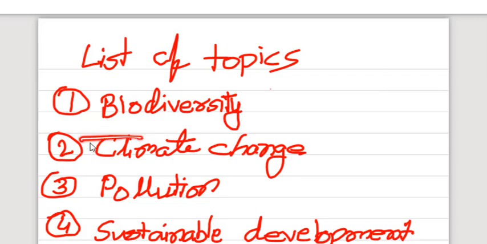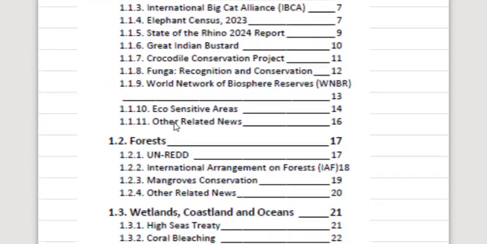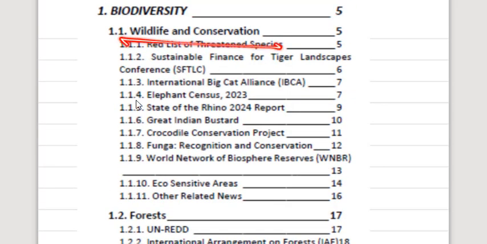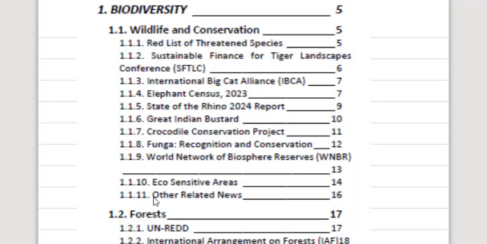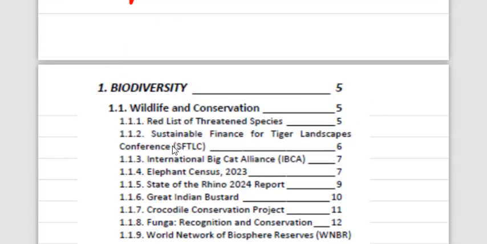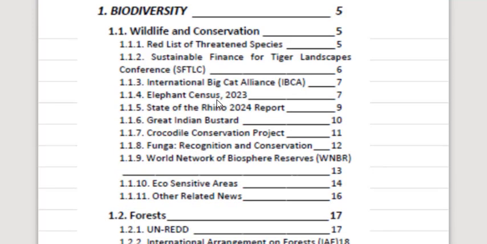We'll start with this. In biodiversity also, they have divided it into 4 different areas. That is wildlife and conservation. Second is about the forests. Third is wetland, coastland and oceans. Next is organizations in news. I will start with biodiversity, wildlife and conservation. In this video, I will try to cover till these 16 pages, that is wildlife and conservation.